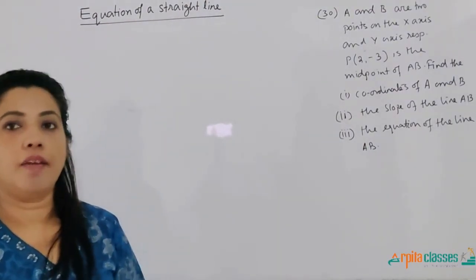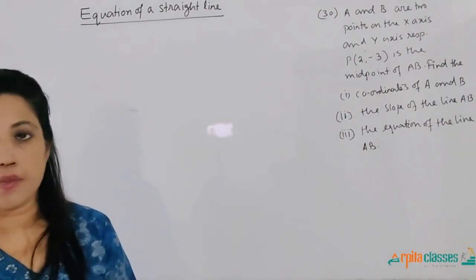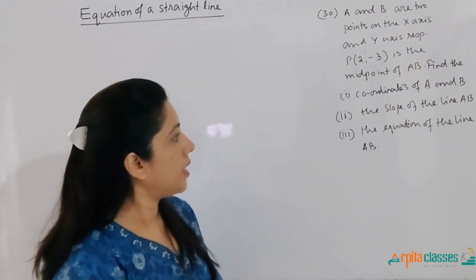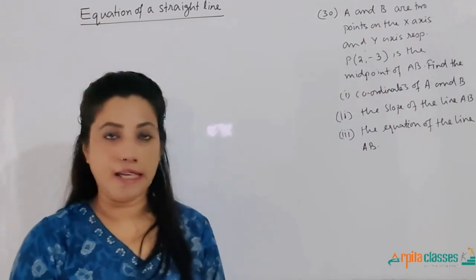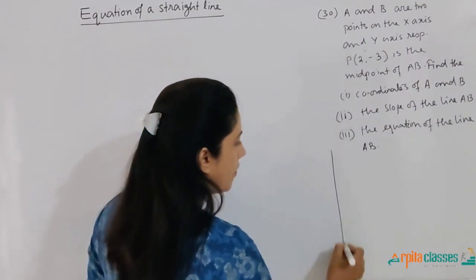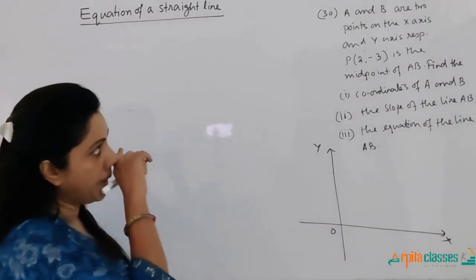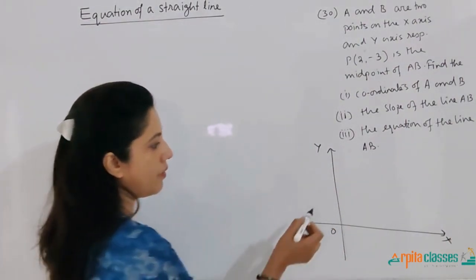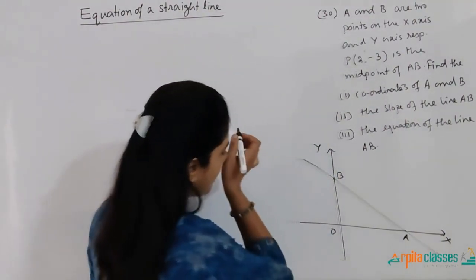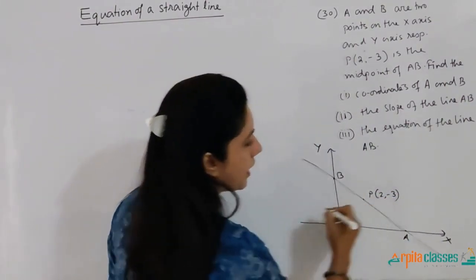So question number 30 in front of you. A and B are two points on the x-axis and y-axis respectively. P(2, minus 3) is the midpoint of AB. Find the coordinates of A and B, the slope of the line AB and the equation of the line AB. Okay, so if I draw a rough diagram over here, this is my x-axis, y-axis and this is my origin. A is a point on the x-axis and B is the point on the y-axis. And P is the midpoint between them, that is (2, minus 3).